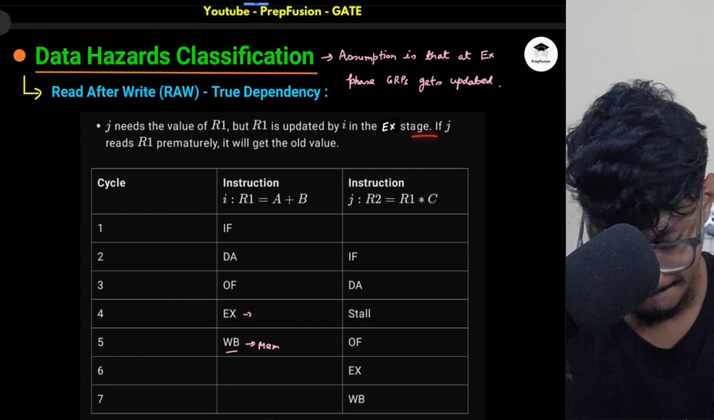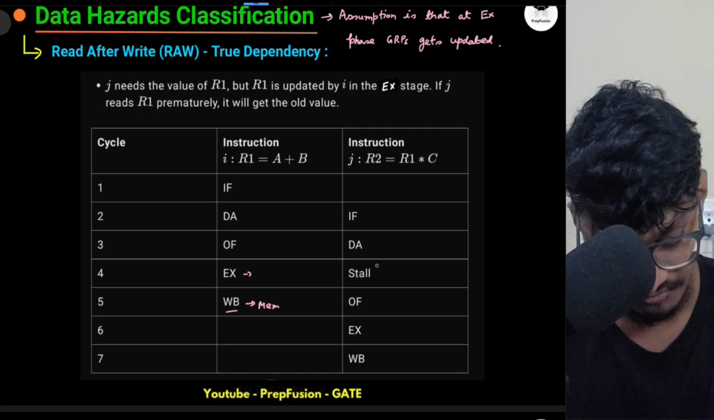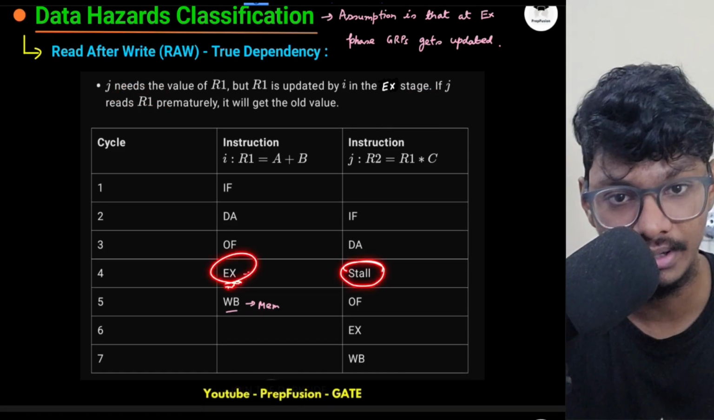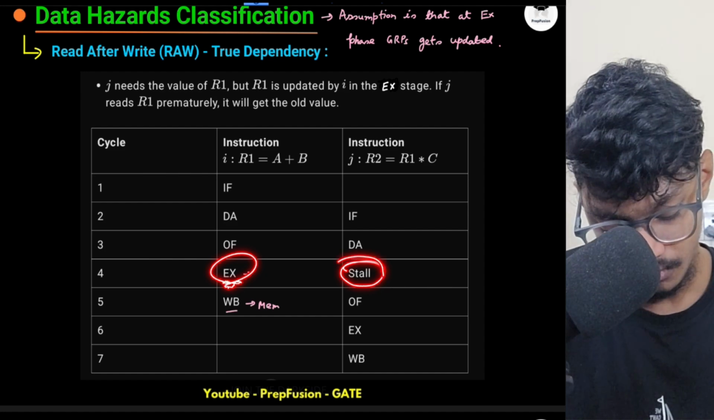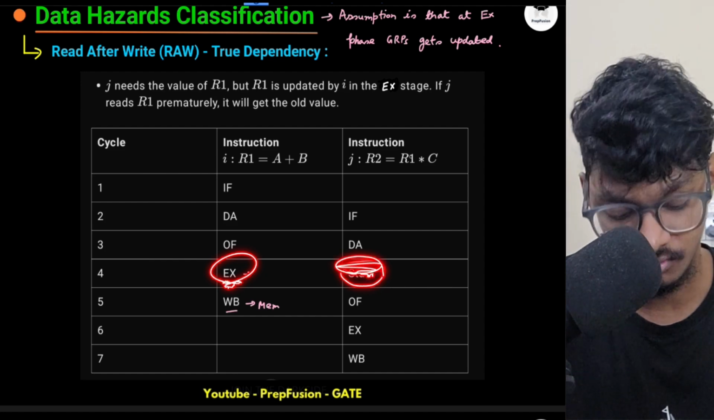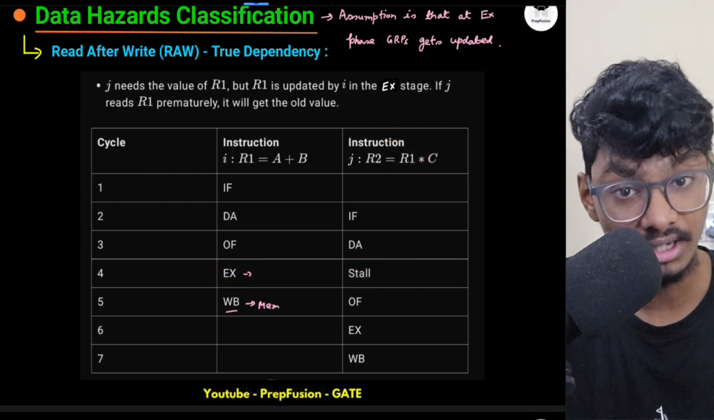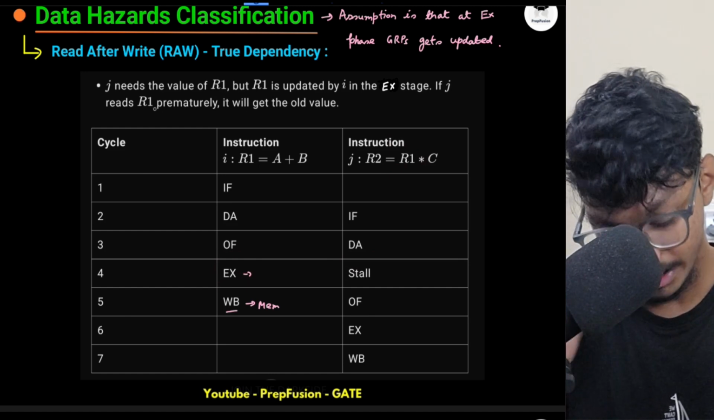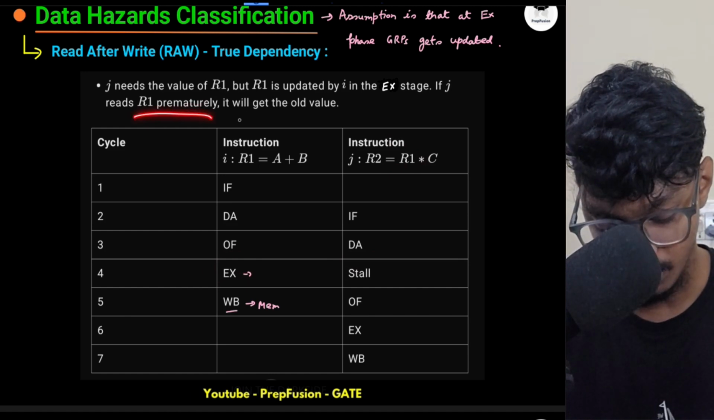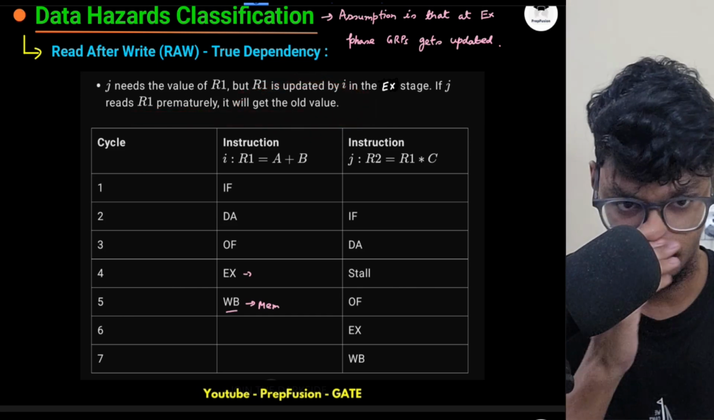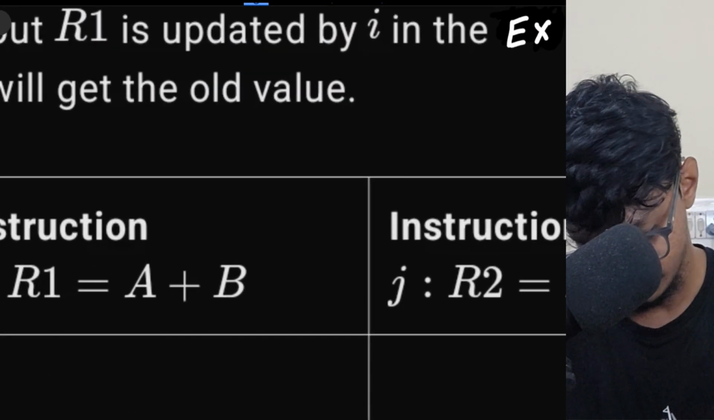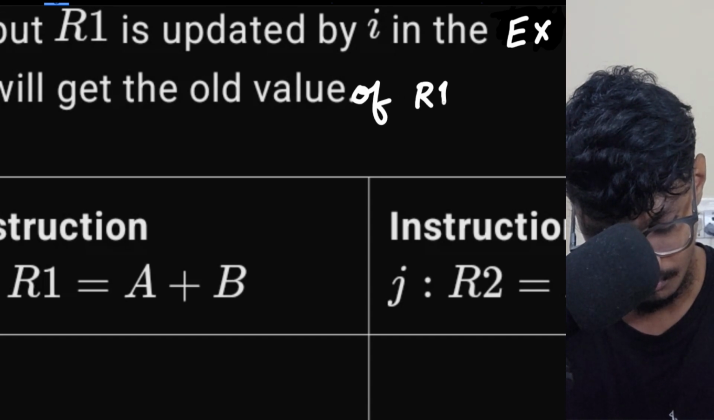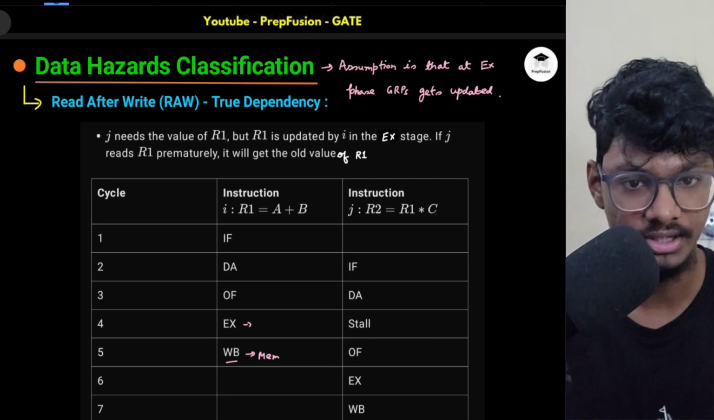If J reads R1 prematurely, if I read R1 here, even before the execution stage has completed its operation, what will happen? My second instruction will get the previous value of R1, not the current updated value. So I am not doing read after write. That is what is written. It will get the old value of R1. So that is the one issue that you should know.